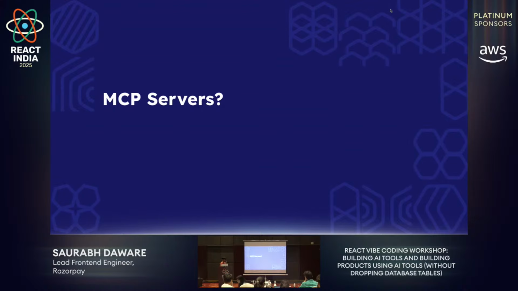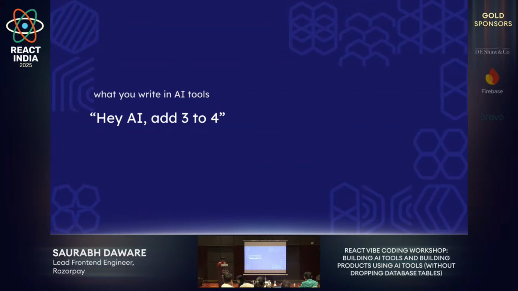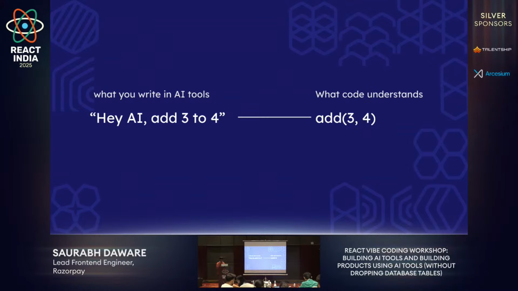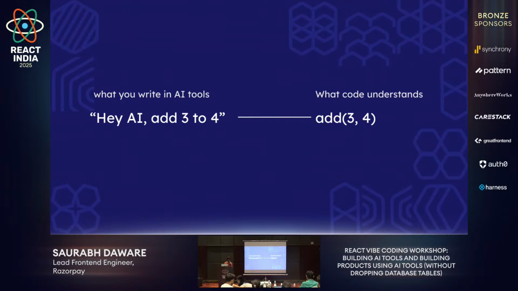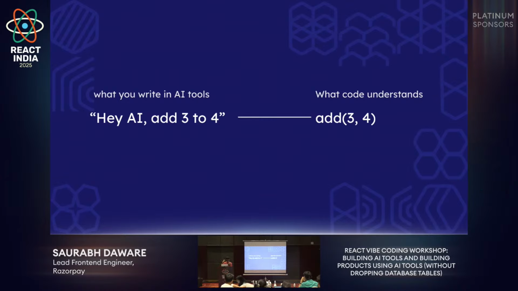So yeah, what are MCP servers? This is a language that you write for AI. You write a prompt, you write English language. But what our code understands is functions. It understands how to run a function, what parameters to take, what to return. There's a difference in language here, where you're using English, a verbal language, while defining something in the AI. But what you want to do is execute a function at the end to do things.